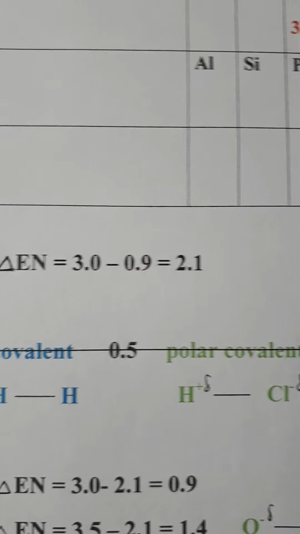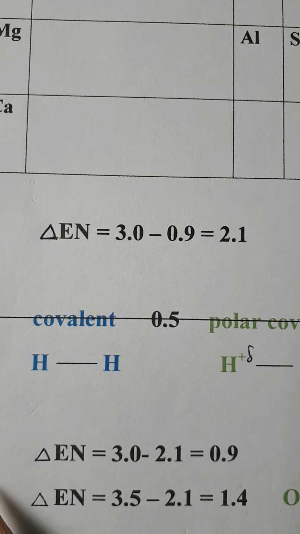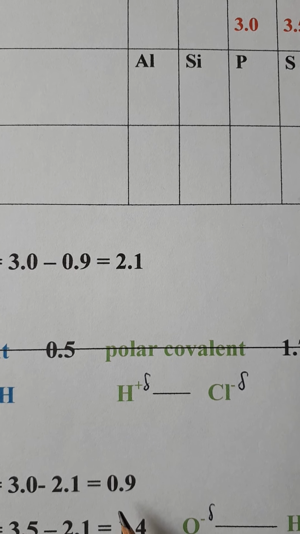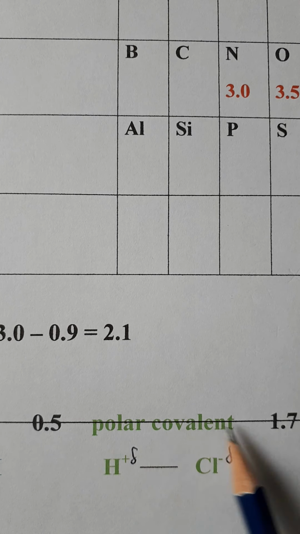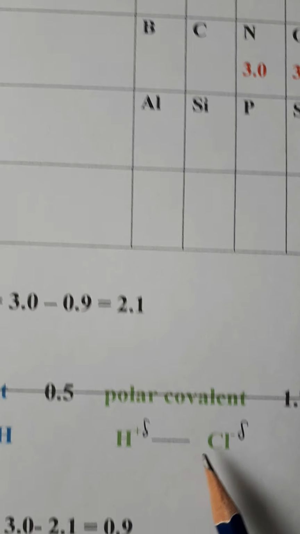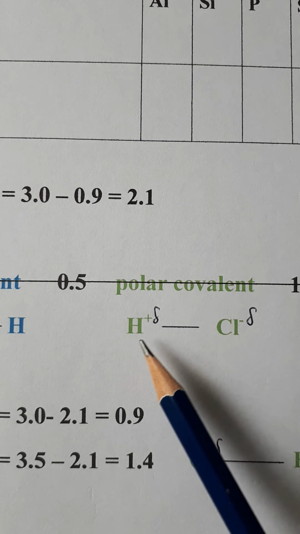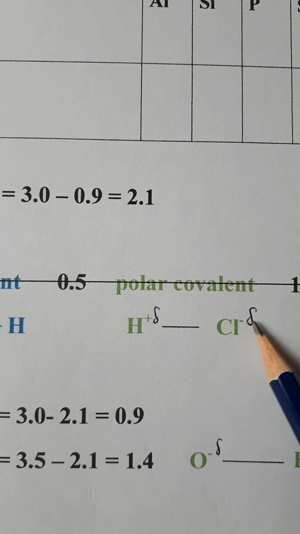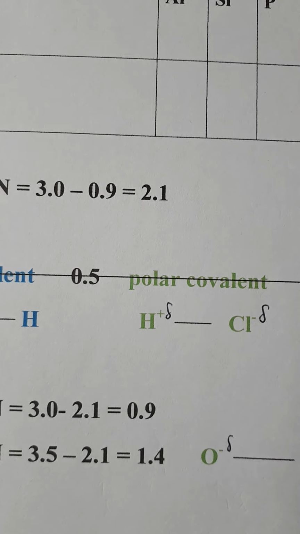And now let's look at the electronegativity difference in HCl. It's going to be 0.9. So in between 0.5 and 1.7, we call that a polar covalent bond. That means it is sharing electrons, but because of the high electronegativity of this one compared to this one, this atom will have a small negative charge, this atom will have a small positive charge.